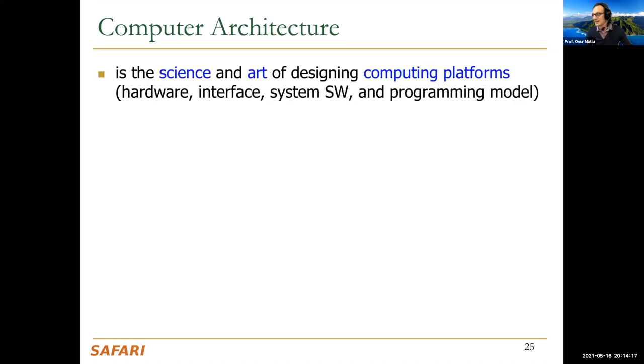But what is computer architecture? There might be students who may be just getting introduced to this, so I will quickly define what it is. It's the science and art of designing computing platforms. And in my opinion, based on that expanded view, it's the hardware, it's the interface, it's the system software, as well as a programming model to take advantage of it. And the goal is to achieve a set of design goals. And this differentiates computer architectures from each other, basically.